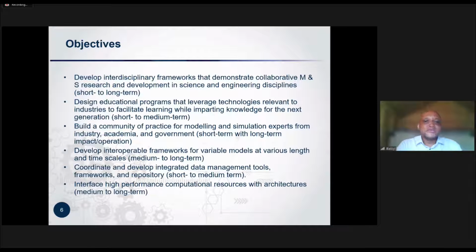The second objective was to design educational programs that leverage technologies relevant to industries to facilitate learning while imparting knowledge for the next generation. When you look at capability, broadly you can look at it at three levels. You can look at the skills level, where you look at the HCD, the people that the capability resides in, the knowledge that they have.